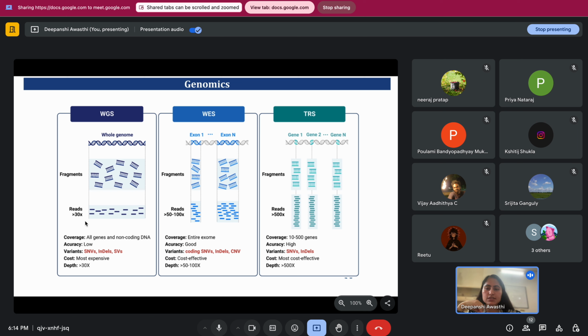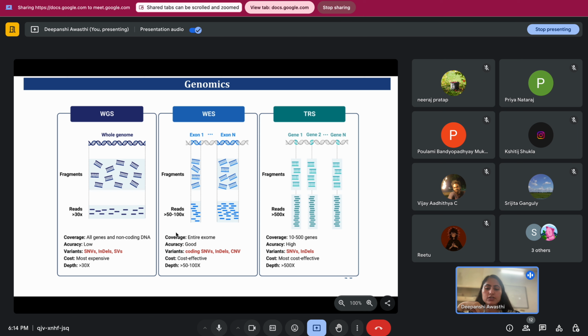The accuracy associated with whole genome sequencing is quite low, because you are focusing on the entire genome, whereas in whole exome sequencing, the accuracy is good. And in case of targeted sequencing, accuracy is quite high, because you are focusing on a very small region as compared to these two. And the variants which you can study with the help of whole genome sequencing are the SNVs, indels, and structural variations.